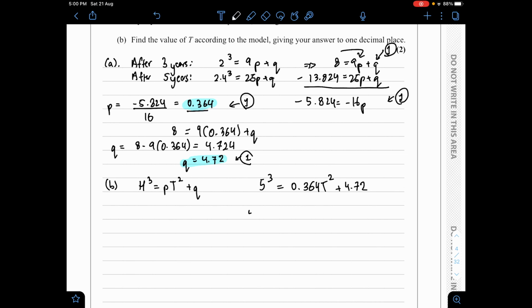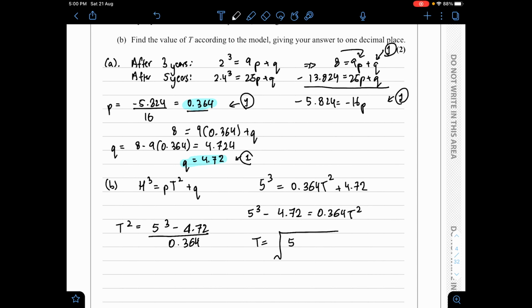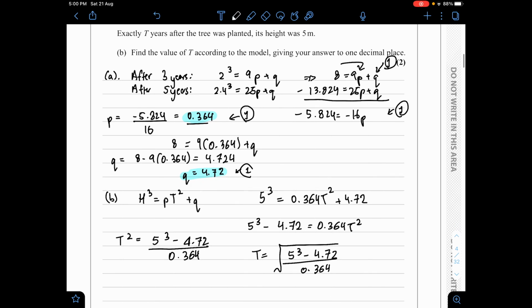So that will be 5 cubed, take away 4.72, equals 0.364 t squared, and then we can just do t squared equals 5 cubed minus 4.72 divided by 0.364. To put it in a calculator, all we have to do is square root it. Square root of 5 cubed, take away 4.72, all over 0.364. We can do plus or minus, but we know the time is positive, so we don't have to put the plus or minus. So put this in the calculator: square root of 5 cubed minus 4.72 over 0.364.